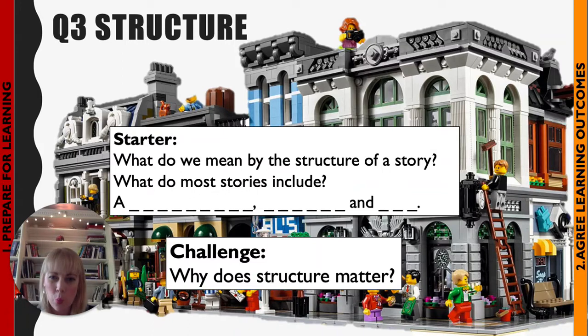Also, because we are going to be looking at an extract rather than a whole narrative today, we're going to be applying the same understanding of the structure of a whole story to how you would analyse a specific moment from within a story as you would have in your GCSE exam. And we're going to use our extract from Letha White to model that. Okay, so time for the challenge.